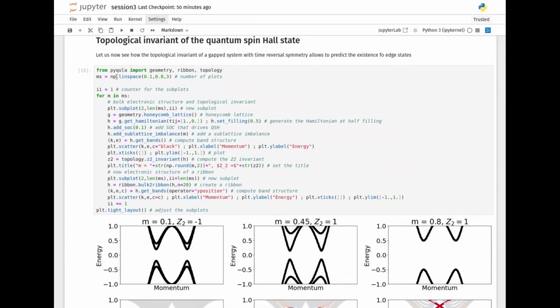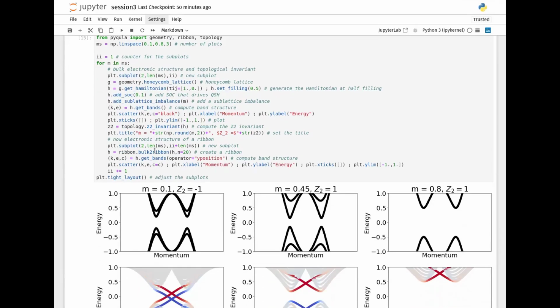We are going to take a two-dimensional quantum spin Hall state and compute the topological invariant. We are going to look at systems that have different values of the sublattice imbalance, just to open a trivial gap, and we are going to add spin orbit coupling to the system to open the topological gap. We are going to add sublattice imbalance to open a trivial gap. We compute the bands, and then we compute the Z2 invariant, which is the topological invariant of the quantum spin Hall state.